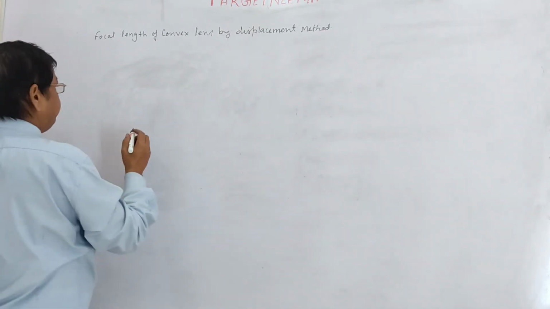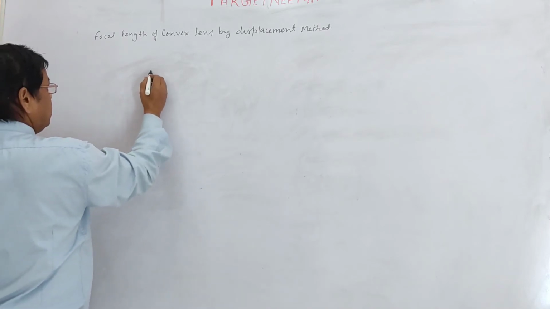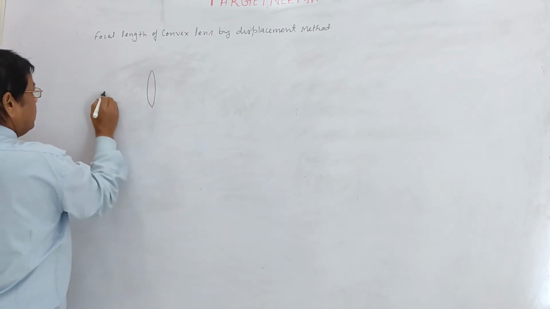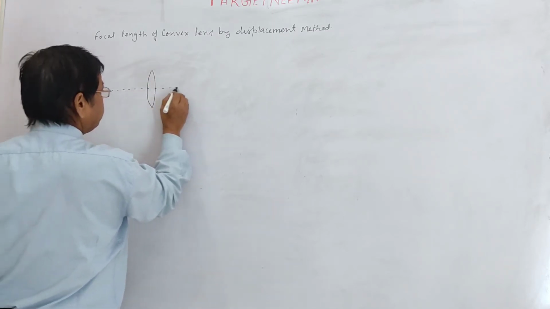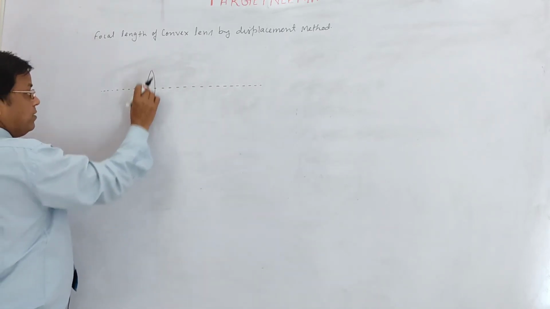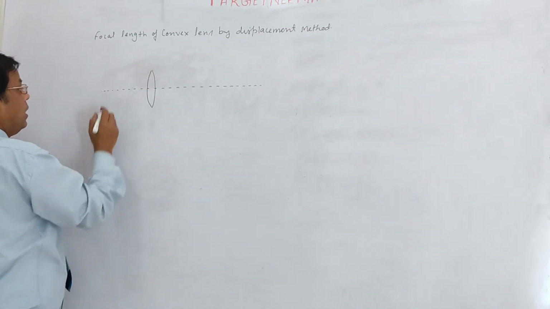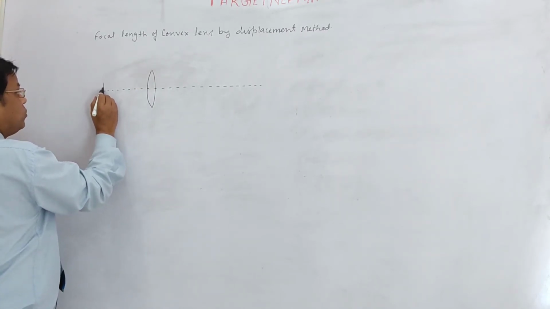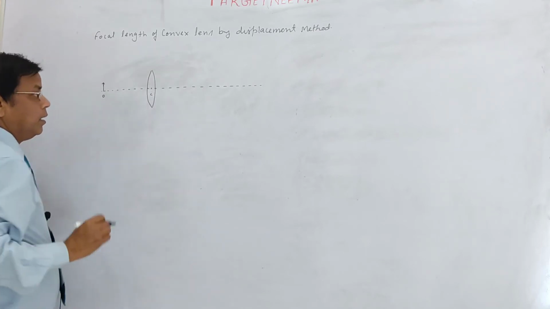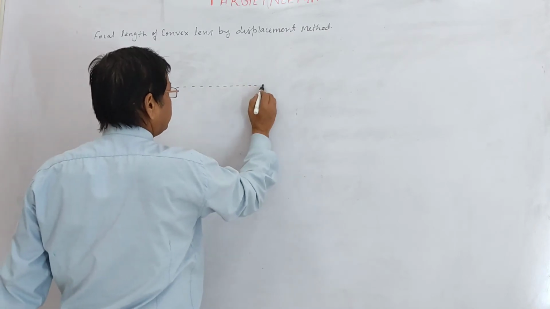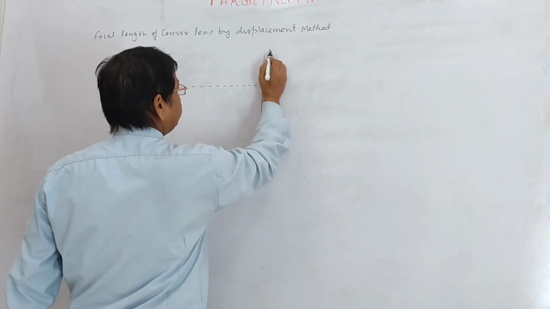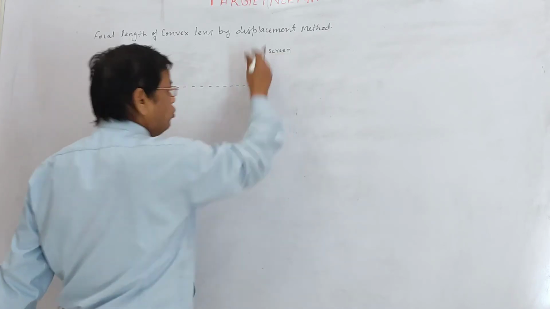Suppose this is a convex lens. This is a principal axis. So actually it is an optical bench on which a convex lens is kept here. An object is kept here. So this is the position of the object. And let this be the position of the screen where we have to find the image. So this is a screen or position of image, you can say.